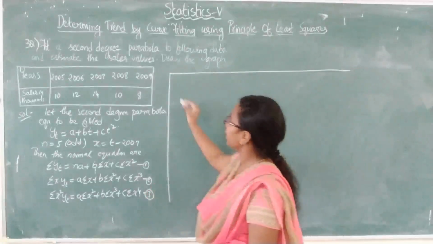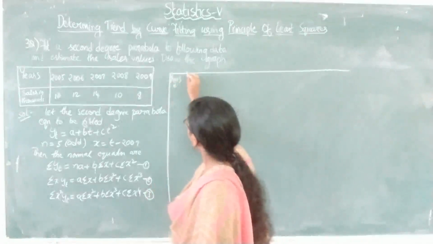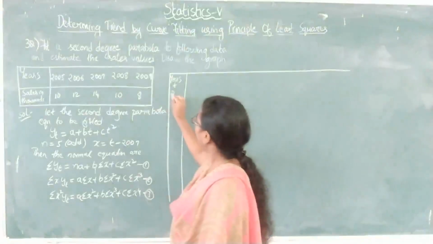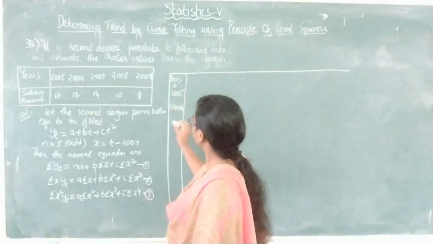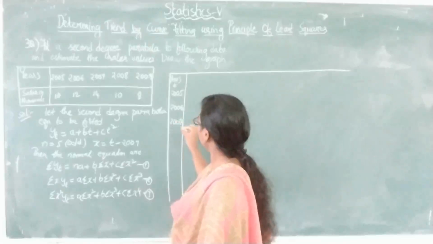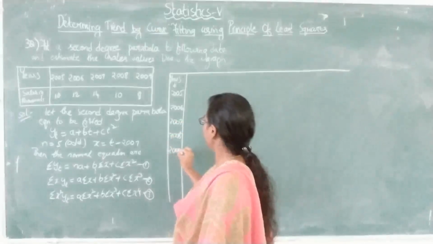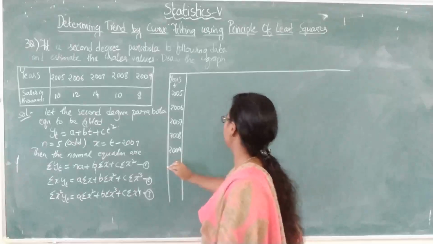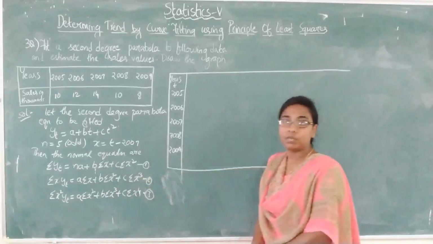So first write down the years. Years indicate the t values. What are the different years we are having? 2005, 2006, 2007, 2008, 2009, and only 5 values. So these are the different time values, that is t values.